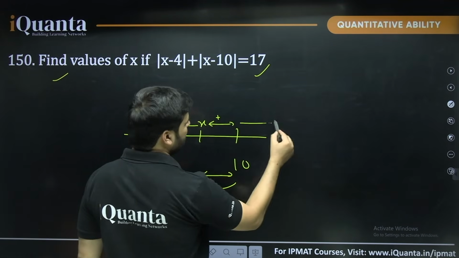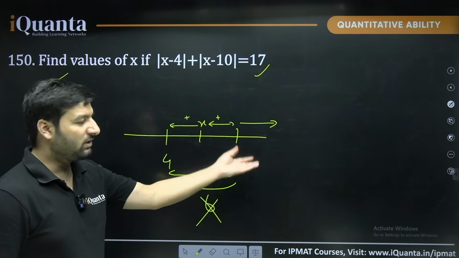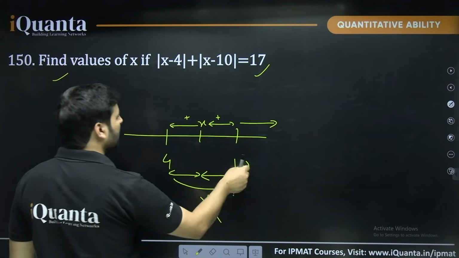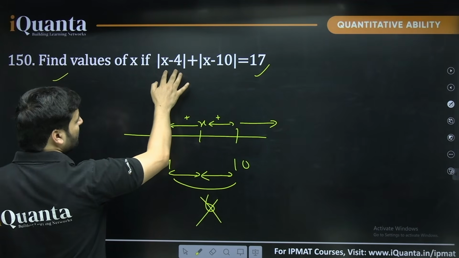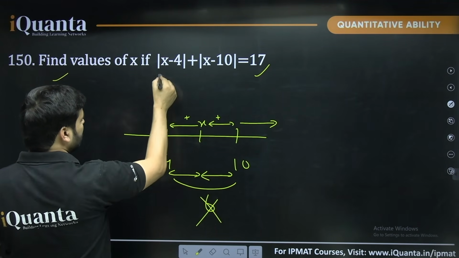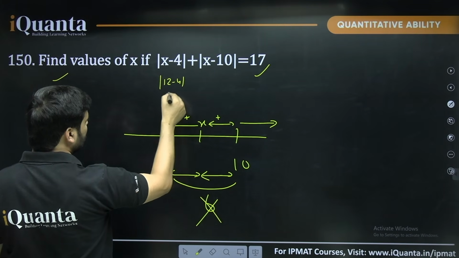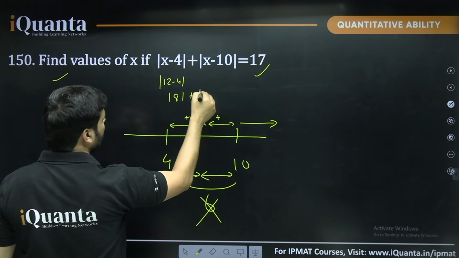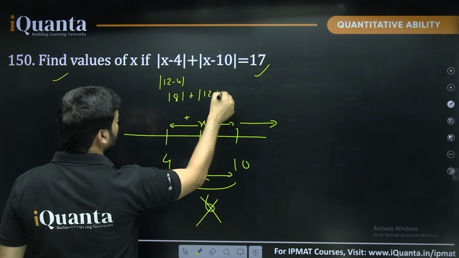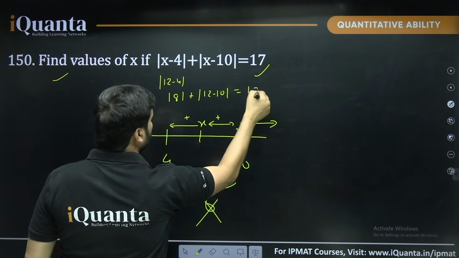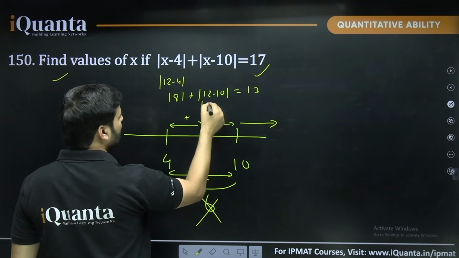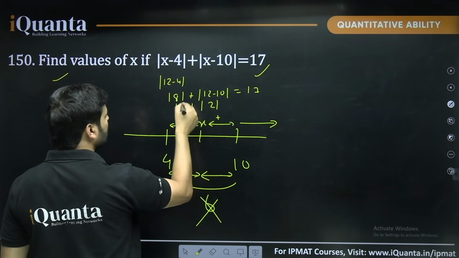What about this region? Okay. This means you are going ahead of 10. If you take any value ahead of 10, say 12, then 12 minus 4 is 8. So, if you put x equal to 12 here, that is mod of 12 minus 4, which is mod of 8, plus mod of 12 minus 10. Mod of 12 minus 10 is what? 2. So, mod 8 plus mod 2.